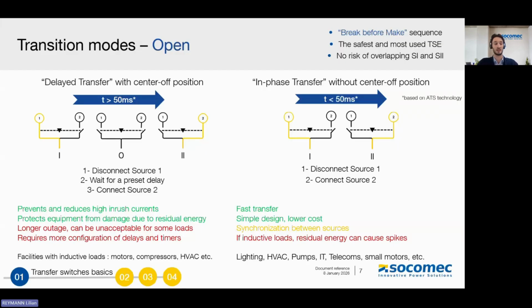But what could be a risk about it is if the inductive loads' residual energy can cause spikes if the synchronization between the two sources is not made perfectly, which can cause much damage on the equipment on the loads. It applies to many applications and many segments. It can be telecoms, small motors, IT infrastructures, HVAC, lighting. There are many applications. This is the most common technology here in the US.